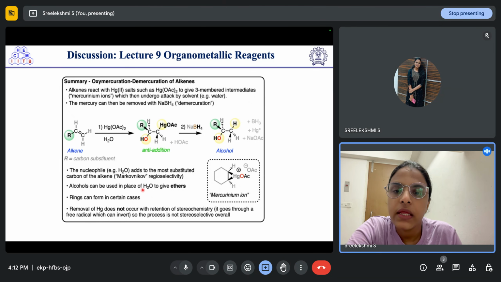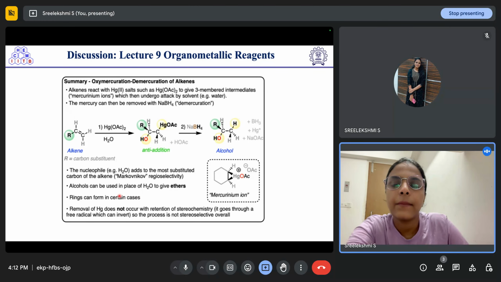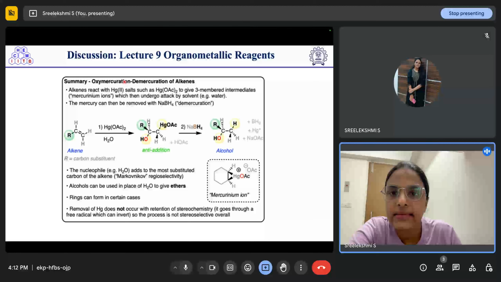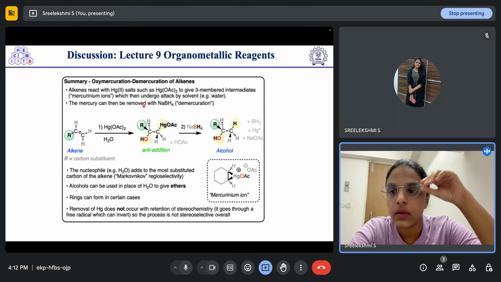If we are using alcohols instead of water, we will get ethers. That is, to open the mercurinium ion, if instead of H2O we use an alcoholic source, we will get ethers instead of alcohols. That is, OR will be there in that case. In some cases we can even obtain rings as a result of this oxymercuration-demercuration reaction.